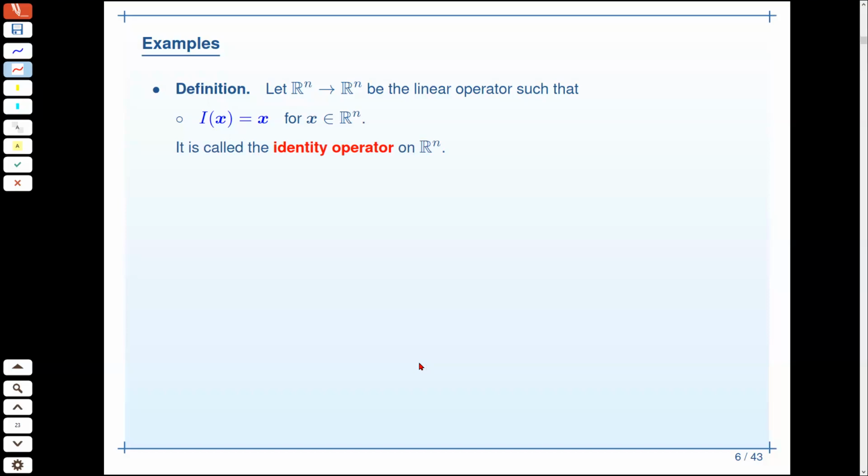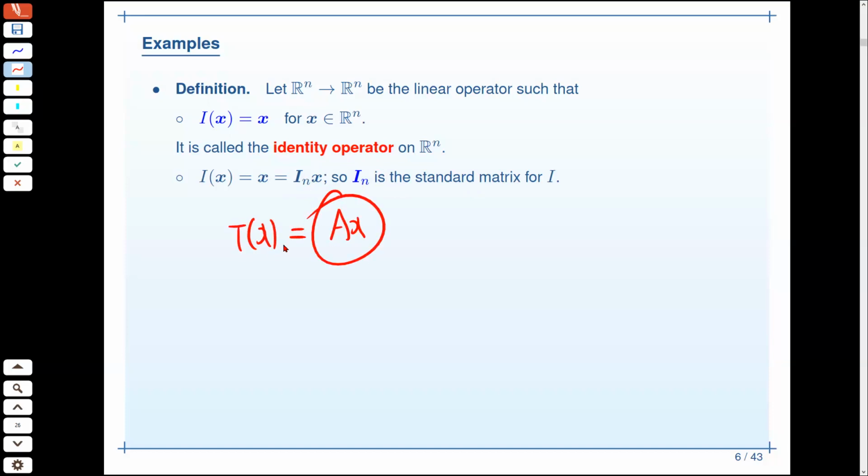This is actually linear. Why? Because you can see I(x) equals x, but x equals the identity matrix of order n multiplied with x. Therefore, this function can be written as a matrix multiplied with x. So we can say it is a linear transformation and the identity matrix is the standard matrix. As long as T(x) can be written as Ax, it is a linear transformation. If it cannot be written in such a way, it is not.